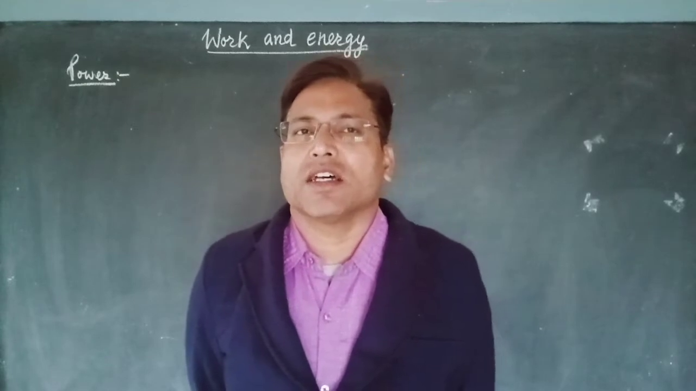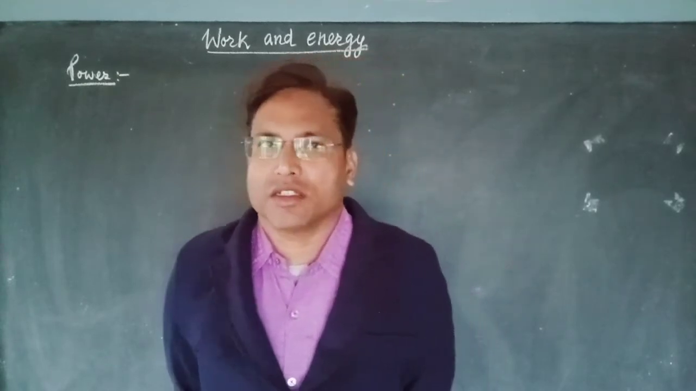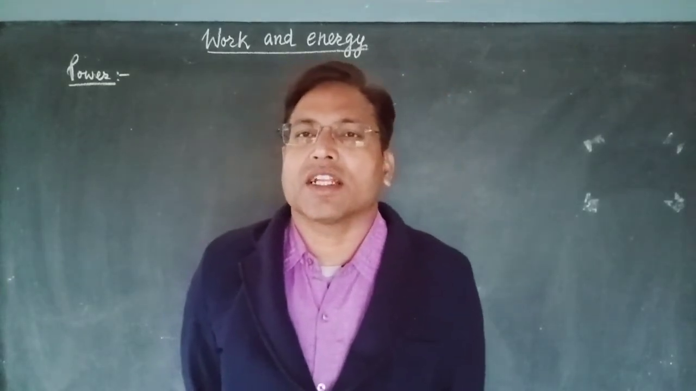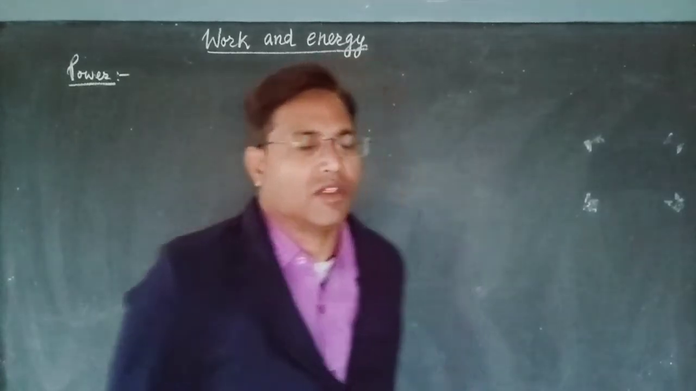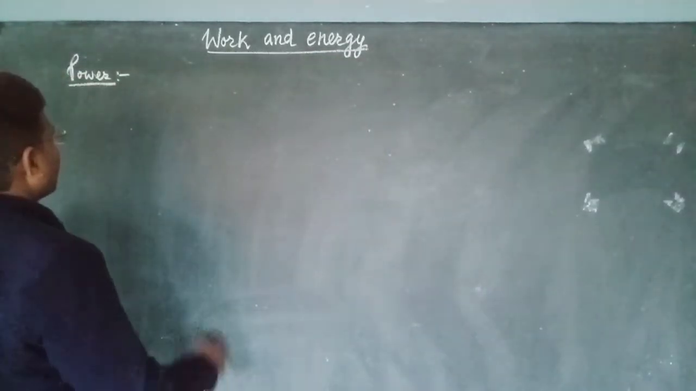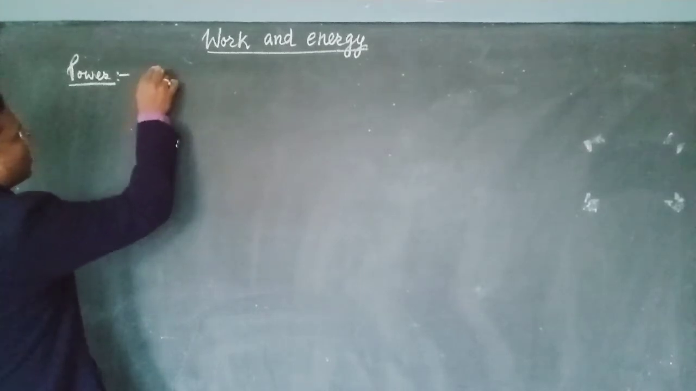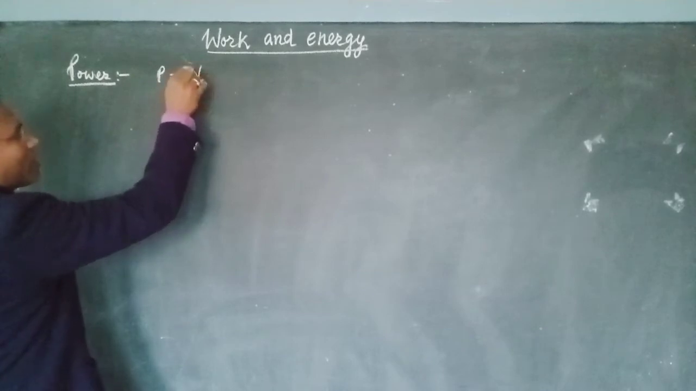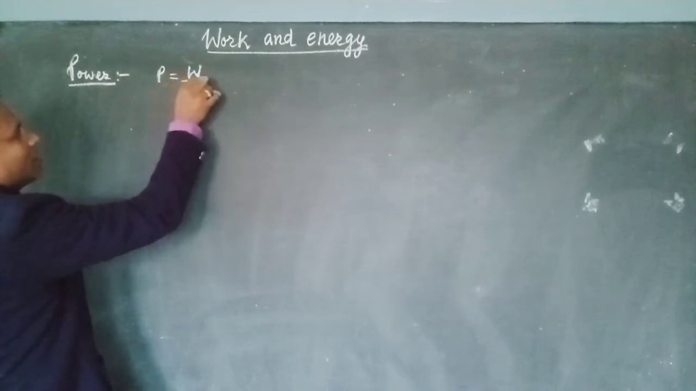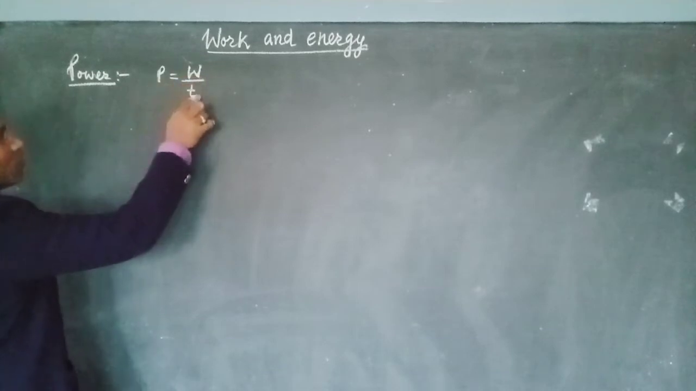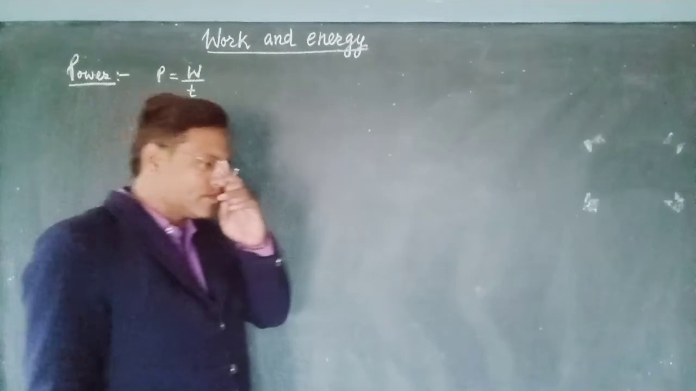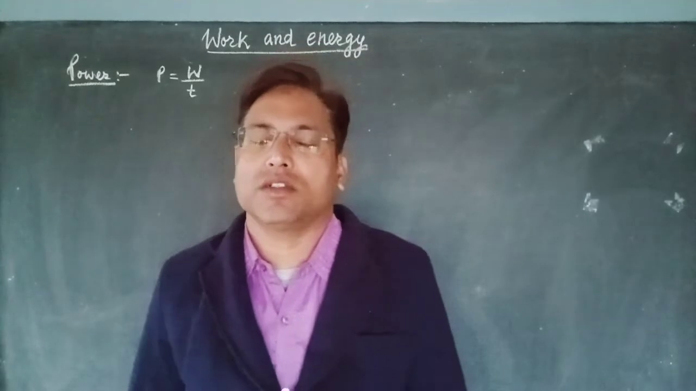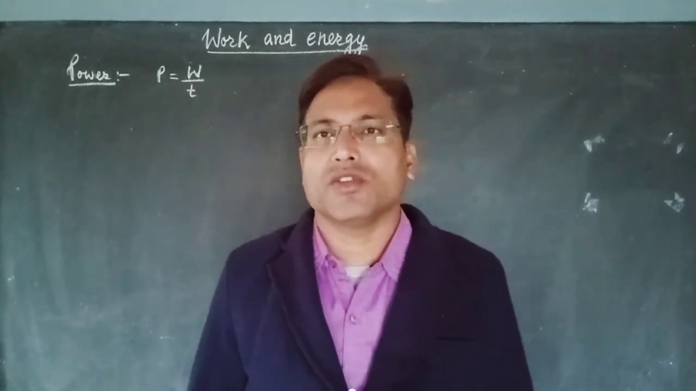Power can be defined as the rate of doing work. That means at what rate work is done. We can say work done by time taken is the formula for power. We denote power by P, work done by W and time by T, then power is equal to work done by time taken. Power is defined as the rate of doing work, at what rate a body is doing work.